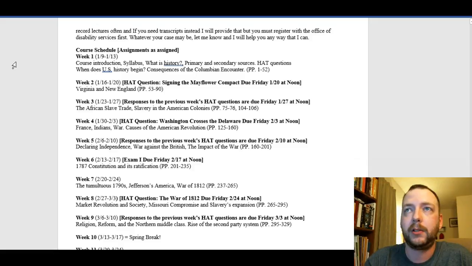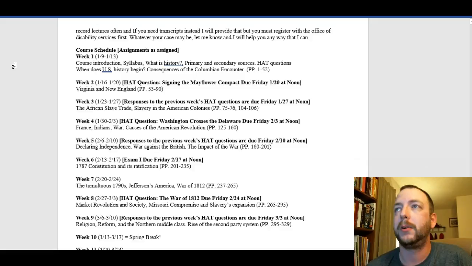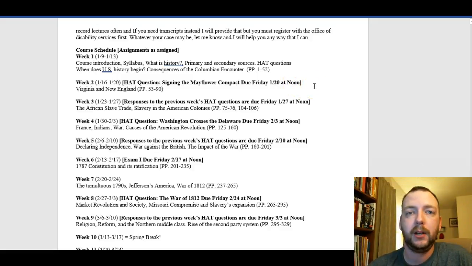We'll go over when U.S. history begins and the consequences of the Columbian encounter. I put the page numbers for where this corresponds in the book on the right here. So then week 2, you'll notice that in brackets here we have our first hack question. So by next Friday, January 20th at noon, you need to answer that on the discussion forum. And then if you look at the next week, responses to the previous week's hack question are due Friday, January 27th at noon. So that will be your response to what everybody else said on January 20th.